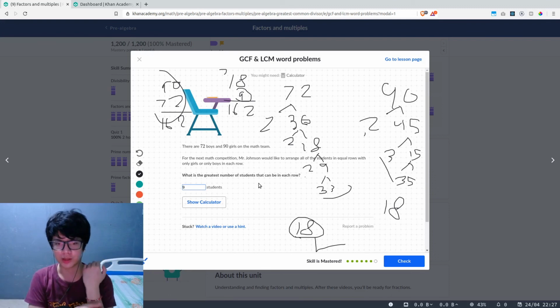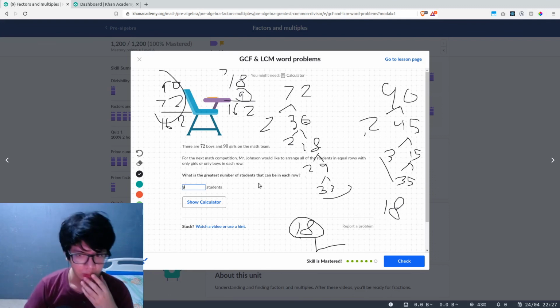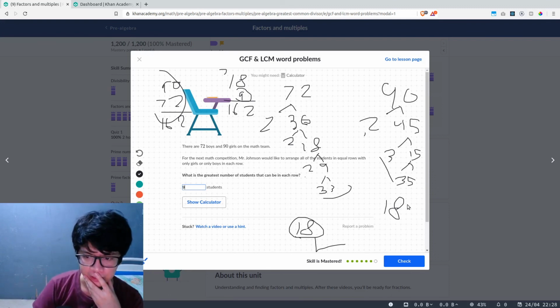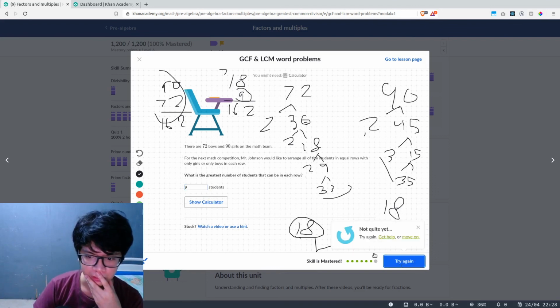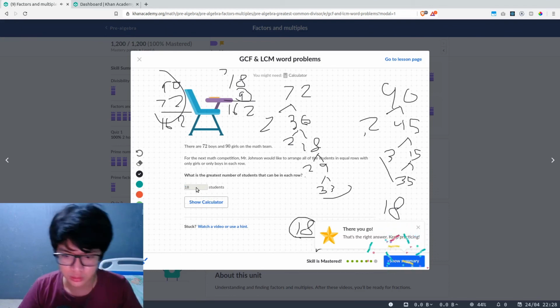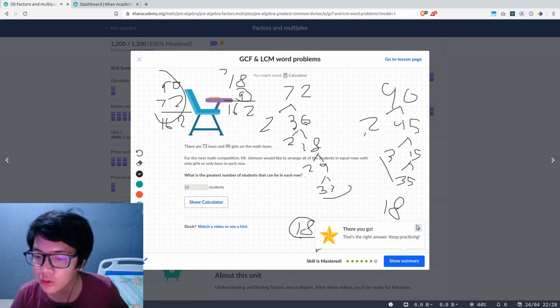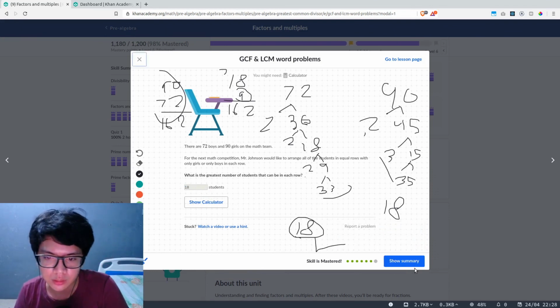I could be wrong. This could be 18 students in each row. I mean, their GCF is 18. So that's the number of students, 9 students, right? Oh, it should be 18? Are you kidding me? Oh my god.